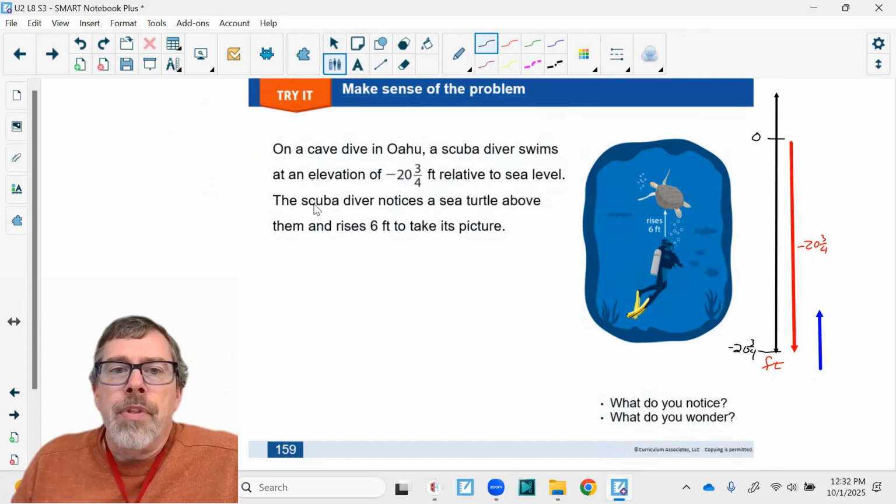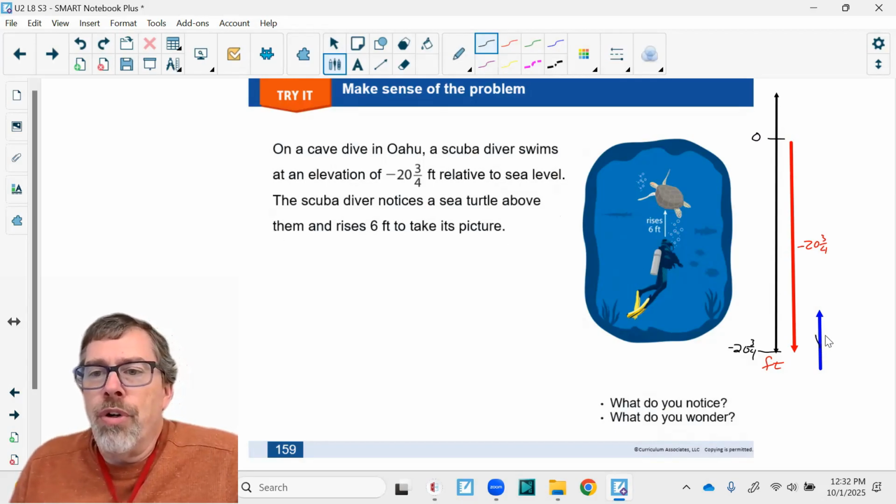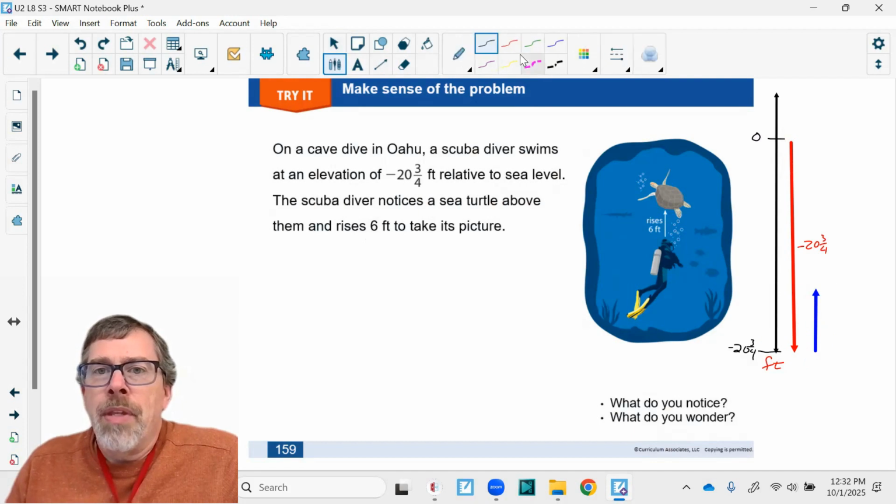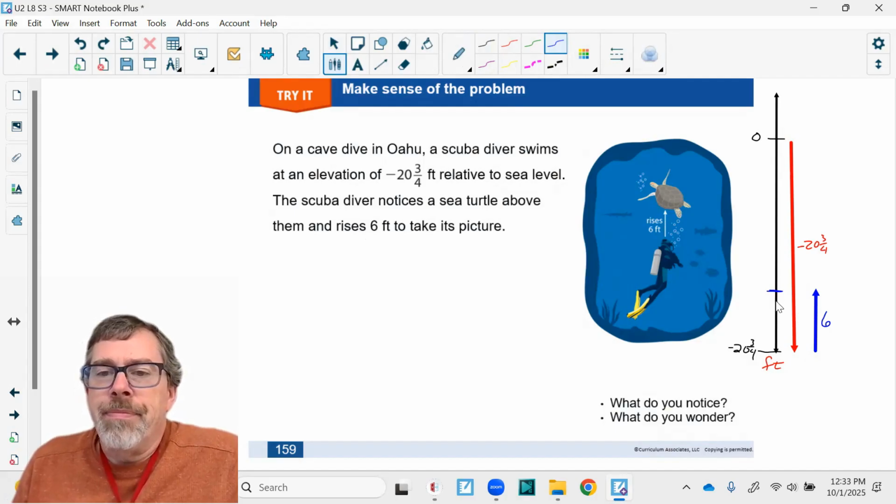All right. The scuba diver then notices a sea turtle above. It's called a honu and rises 6 feet to take its picture. So we're going to take this arrow and start it at where we were at the depth of 20 3/4 feet. And we're going to move it up so that it is at a length of a positive 6 feet. Question one is asking, so here we are right here. It hasn't asked yet, but it will ask, where did they take the picture from? So that's what the question's about.